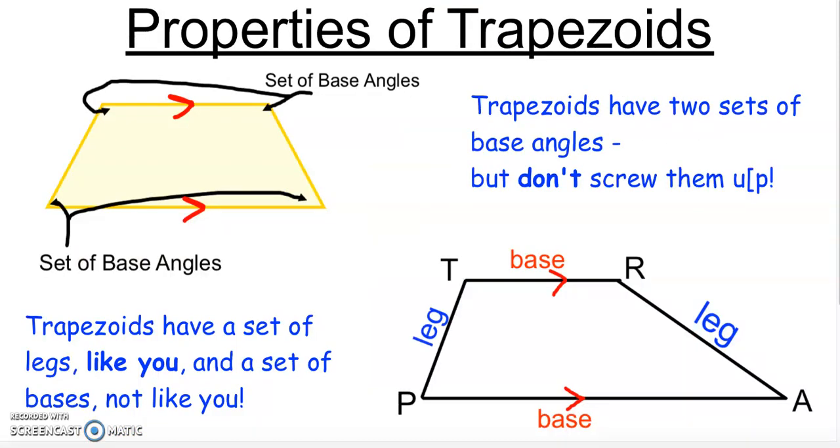So, some properties of trapezoids, and this can be a little bit confusing. Trapezoids have two sets of base angles, and you're going to be like, well, wait a second. If it's a quadrilateral and it's got two sets of base angles, this is a set, so that's two angles, and then down here is a set, and this is two more angles. That means it's got four angles. That means every angle is a base angle, and it is and it isn't.